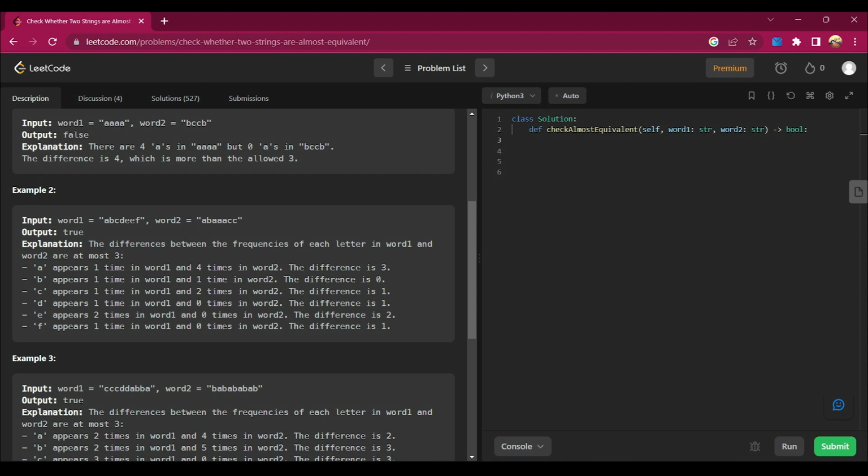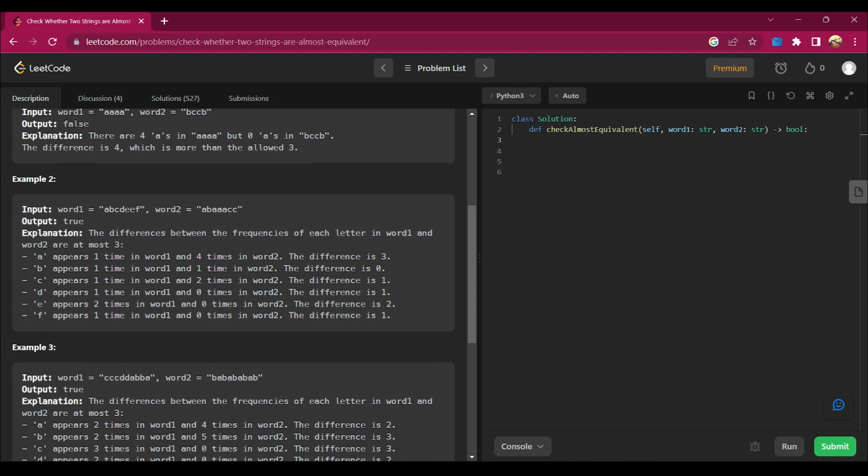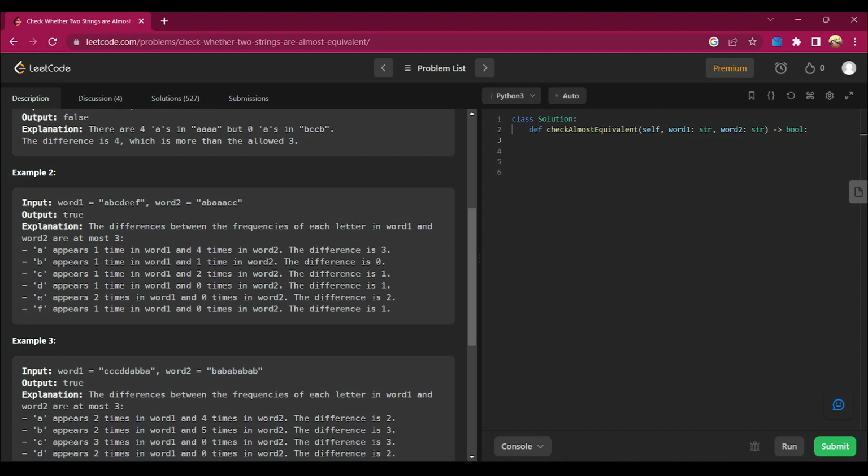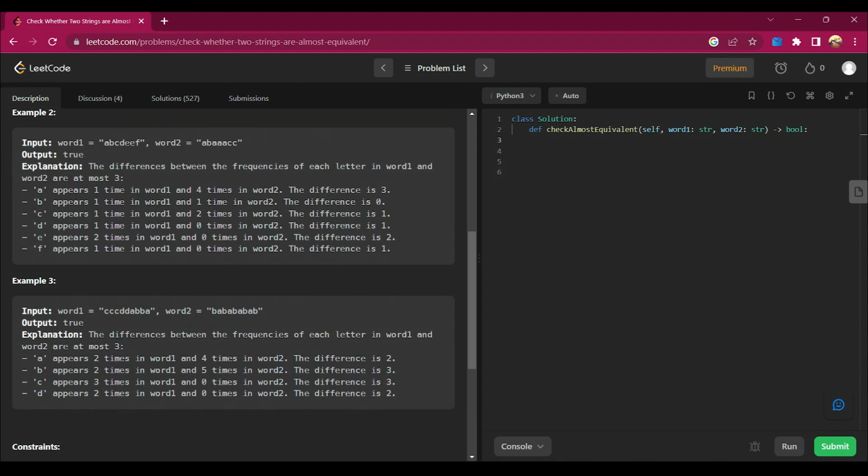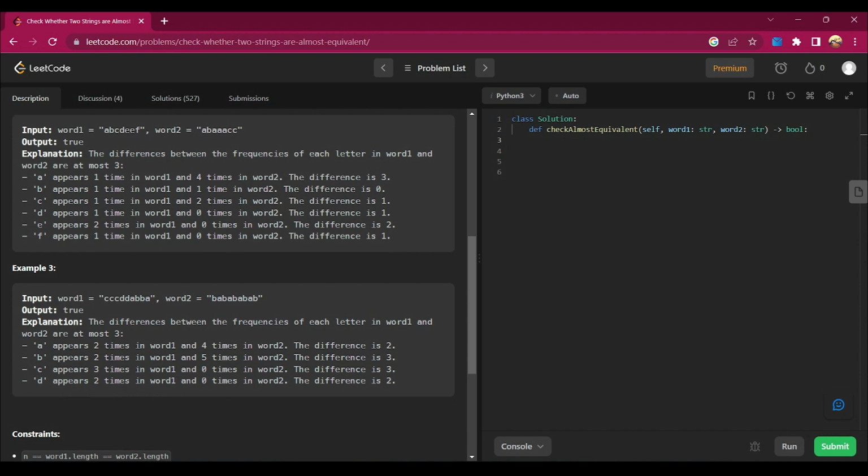Now let's move further and check for c. It's 1 here, then 2 here, so the absolute value is 1. Then move on to e, here it is 2 and 0, so we subtract 2 minus 0, which gives 2. And similarly for f, that is 1 minus 0, and the absolute difference would be 1. So this is all we have to do here.